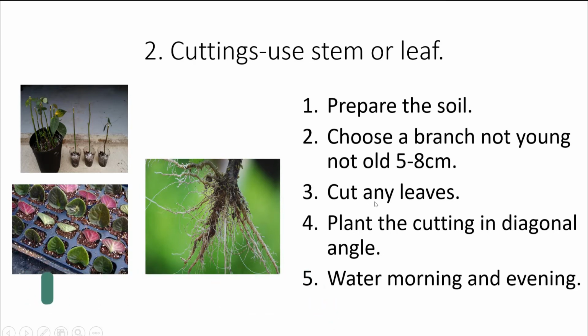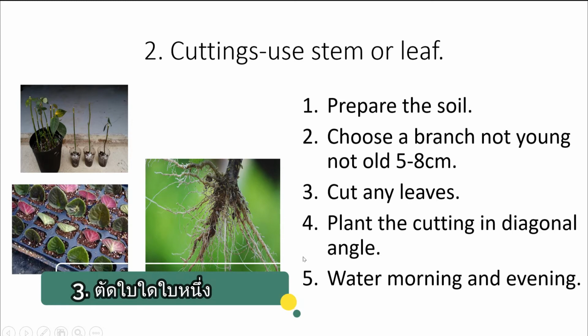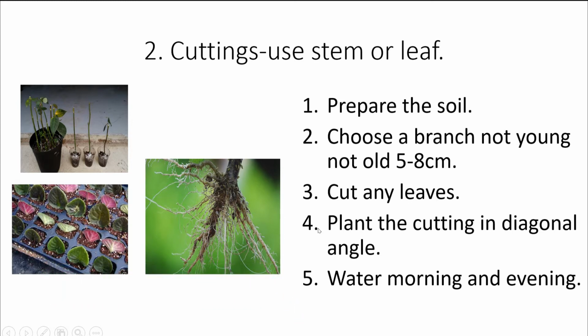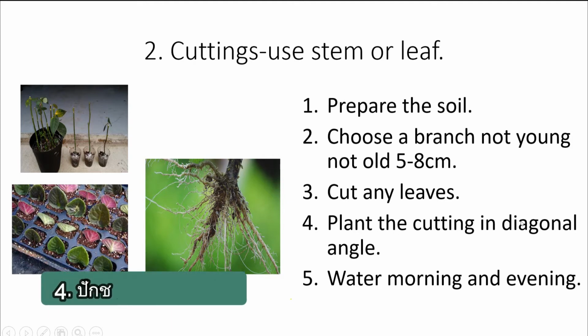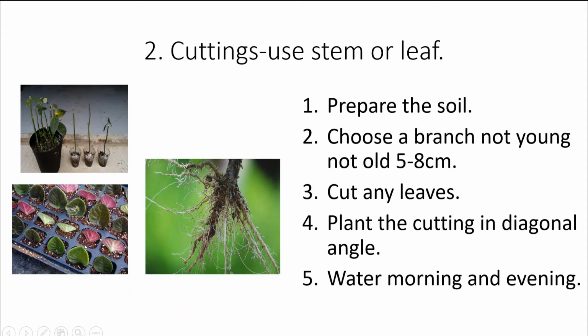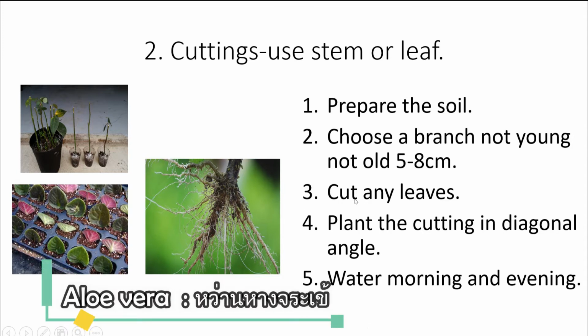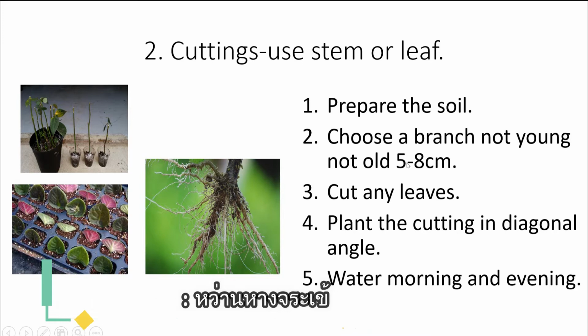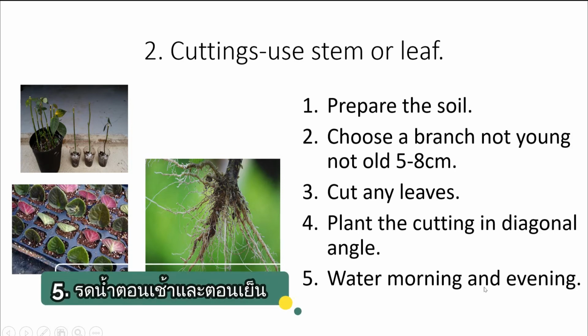Number three, you cut off any leaves. And number 4, plant the cutting at a diagonal angle, especially aloe vera. You can cut aloe vera 5 to 8 centimeters, and you can plant the cutting at a diagonal angle like this. Okay, and water morning and evening.